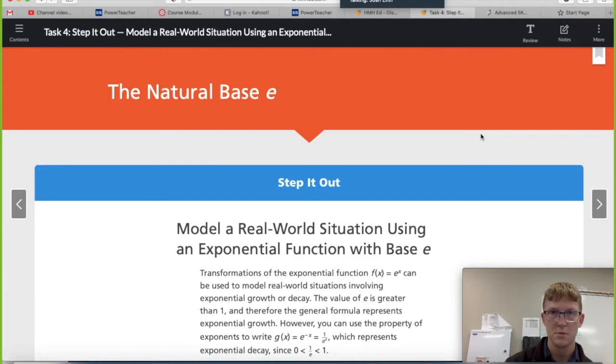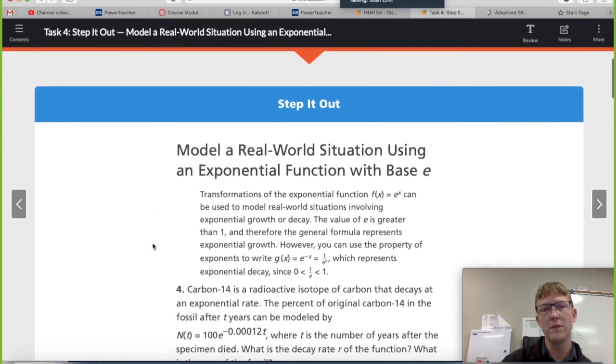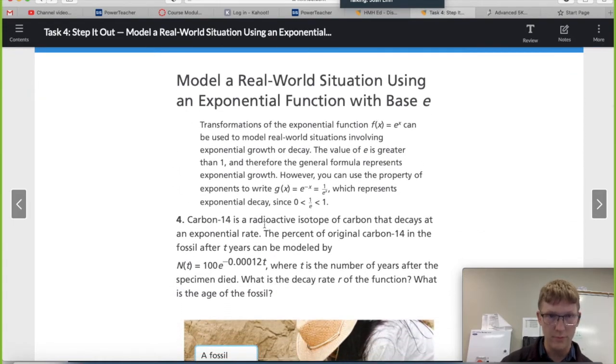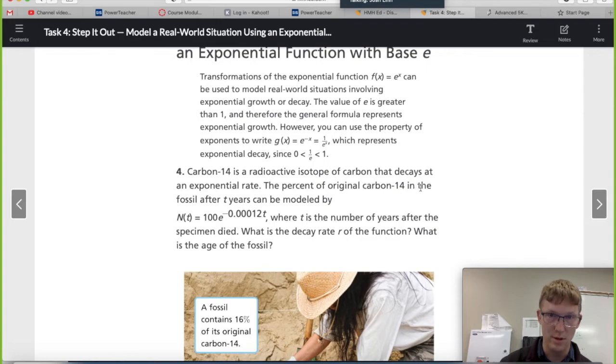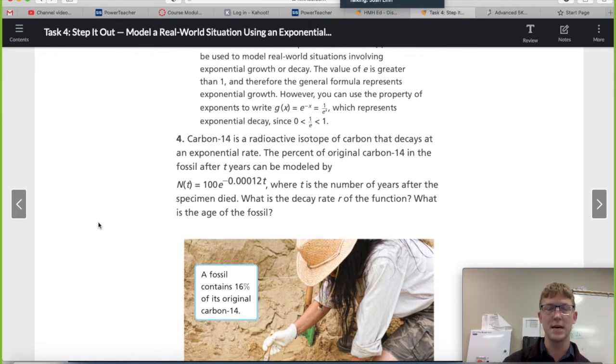Of course, we need a real-world situation where we're going to use this, right? So archaeologists and paleontologists use these functions to help date fossils. So carbon-14 is a radioactive isotope of carbon that decays at an exponential rate. The percent of original carbon-14 in the fossil after T years can be modeled by that, where T is the number of years after the specimen died. What is the decay rate of the function? What is the age of the fossil?